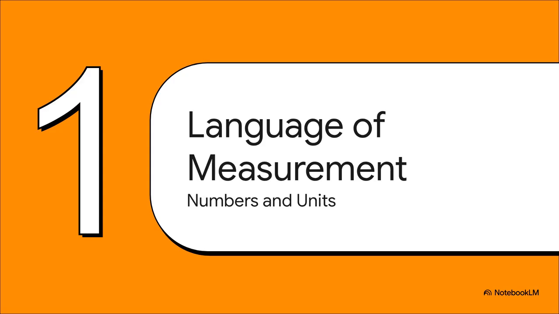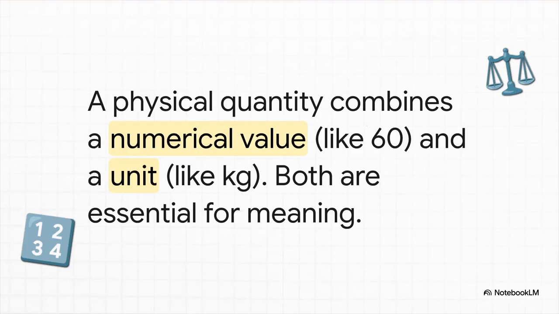Okay, so how does this language of measurement actually work? Well, every single physical quantity has two parts, two absolutely essential parts. You can't just throw out a number and call it a day. Think about it. If I told you my weight is 60, you'd be like, 60 what, right? Grams? Pounds? Tons? See? The number, 60, that tells you how much. But the unit, like kilograms, that tells you of what. You need both. Without both, the measurement is totally meaningless.